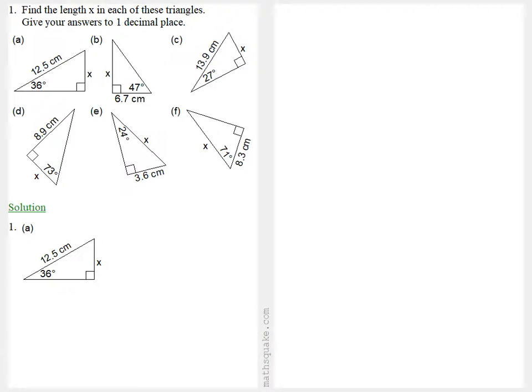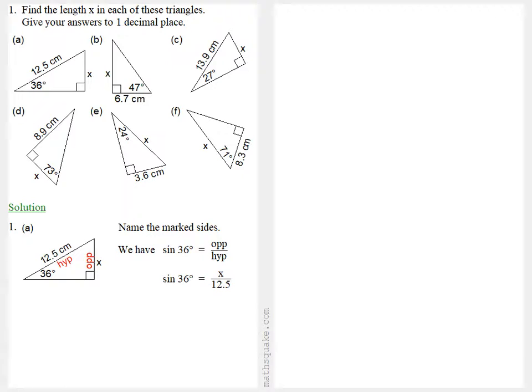The angle is 36 degrees and the important thing to do is to name the sides. So the side 12.5 is opposite the right angle and so it's called the hypotenuse. The side x is opposite to 36 degrees and so it's called the opposite side. Now we have sine of an angle is opposite over hypotenuse. So we have the sine of 36 degrees is x over 12.5.